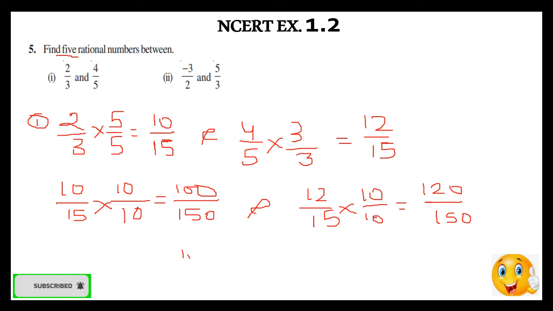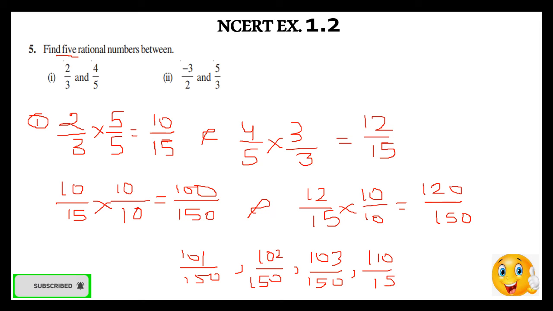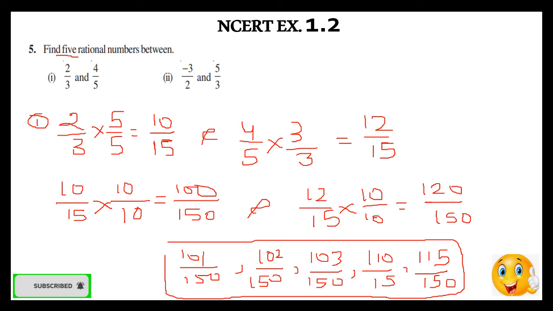So it's 101 upon 150, 102 upon 150, 103, 4, 5, any number you can write here. Then you have 110, and this is 115 upon 150. So this is what we have got the answer here, the 5 rational numbers between the given two numbers.